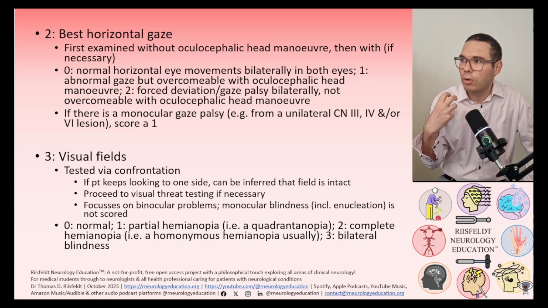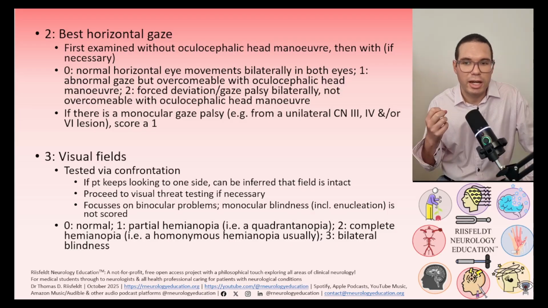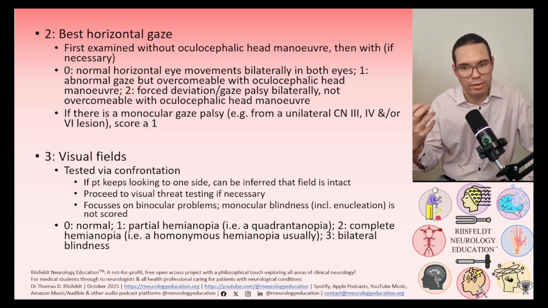And we actually talk about this in an upcoming episode of Untitled Neurology Education, where we talk about the HINTS examination, when we talk a bit more about the vestibular system and neurootology, and we talk about the head impulse test, which is very similar.